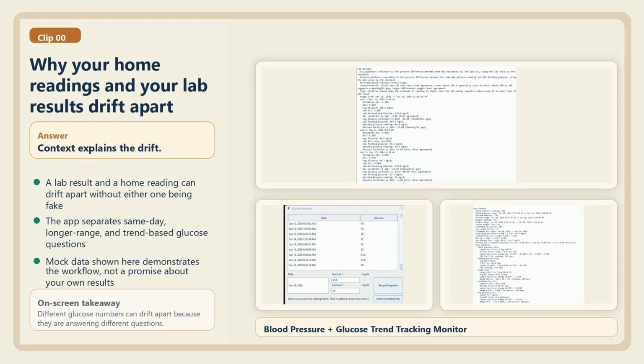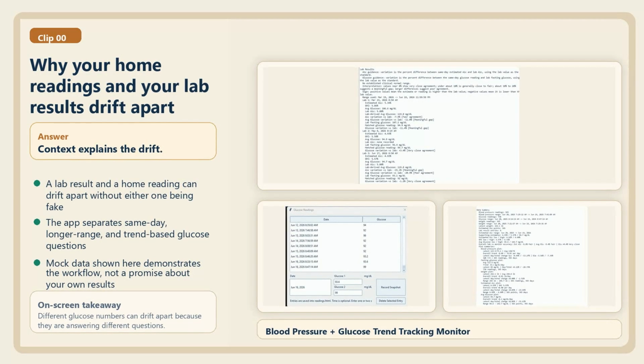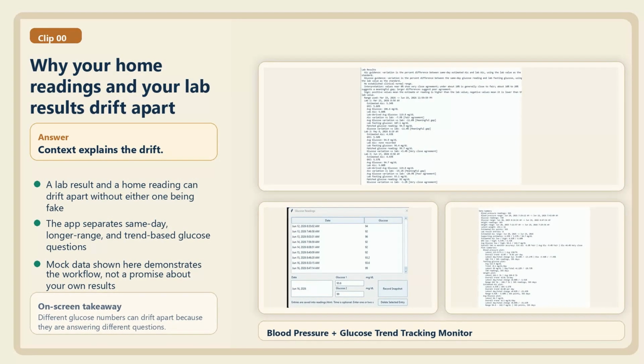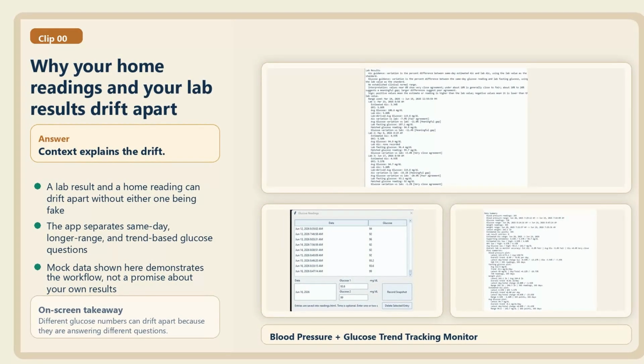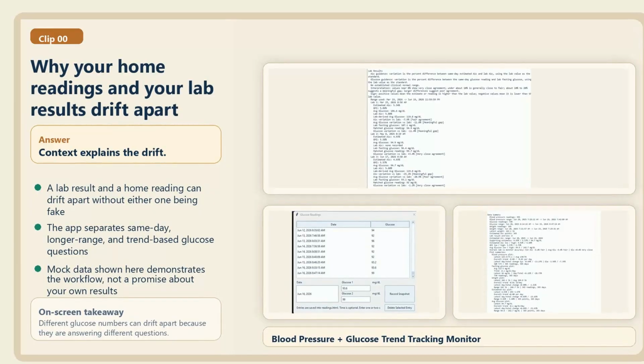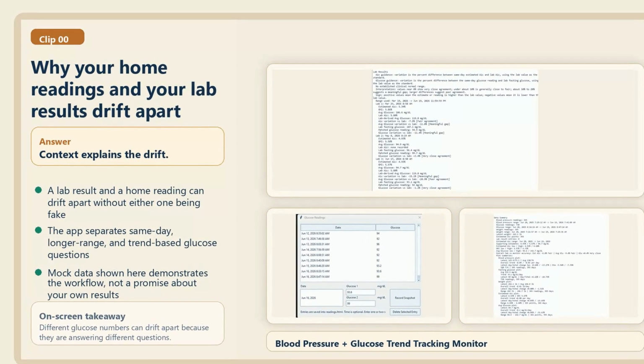Why your home readings and your lab results drift apart. Home readings and lab results can drift apart without either source being fake. The screen examples in this video use the one-year mock data file included with the app by Werner Tools and Werner, so what you see here is a workflow demonstration, not a claim about your own medical record.